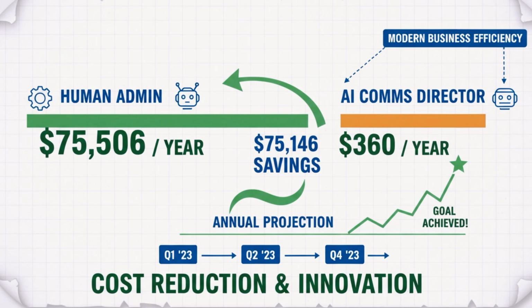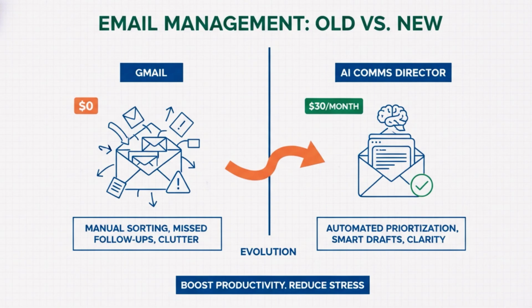According to ZipRecruiter, the average salary for a communications administrator in the United States is about $75,506 a year. That's over $6,000 a month. My comms director costs $30 a month, and I can hear you right now. $30 a month for email? When Gmail has been free for 20 years, that sounds completely ridiculous.